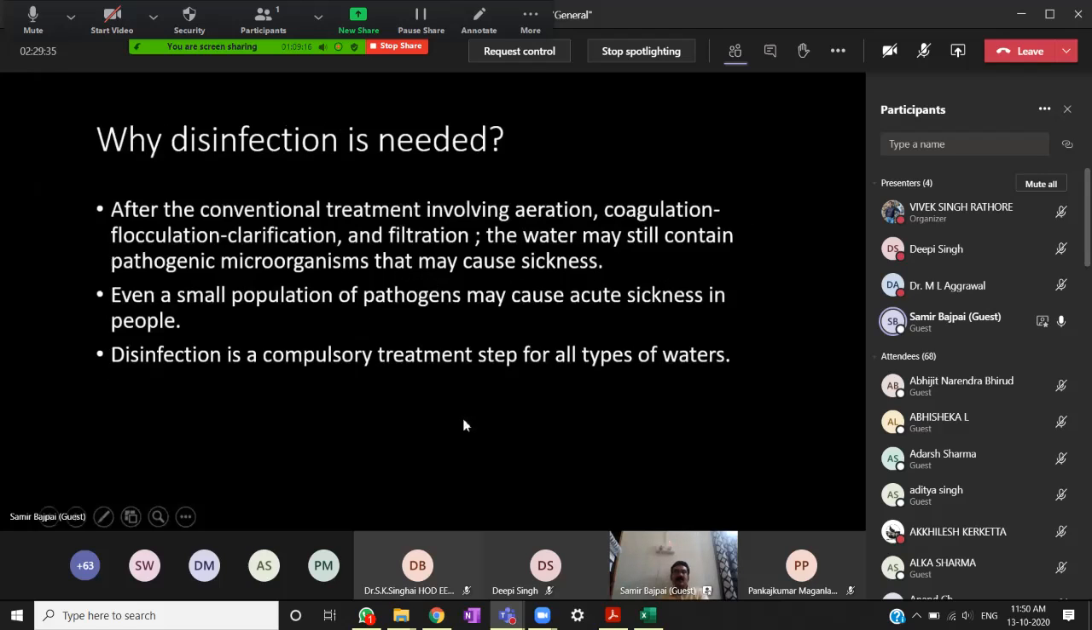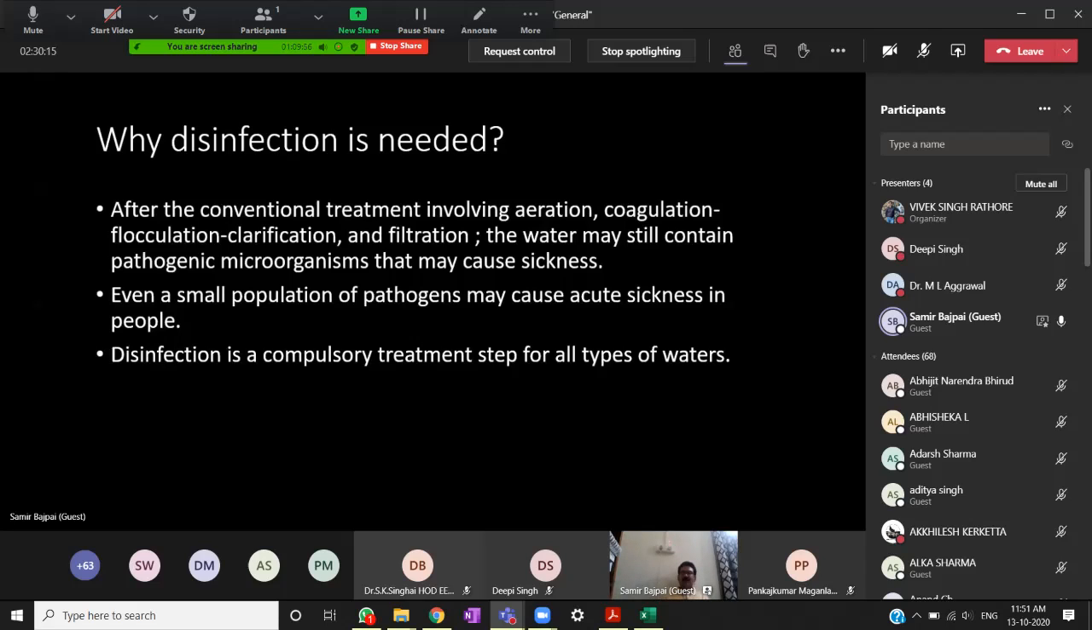So why is disinfection needed? Because even after all this treatment, aeration, coagulation, flocculation, settling and filtration, bacteria can easily pass out. Viruses can easily pass through all these treatments, and so we require disinfection of these pathogenic microorganisms, which are very small in size, and they may cause disease to the population if we supply water without disinfection. Rather, nowadays it is mandatory. You may be getting water from whatever source, it is mandatory to disinfect the water, and disinfection is a compulsory treatment given to all types of water supplied to the community.